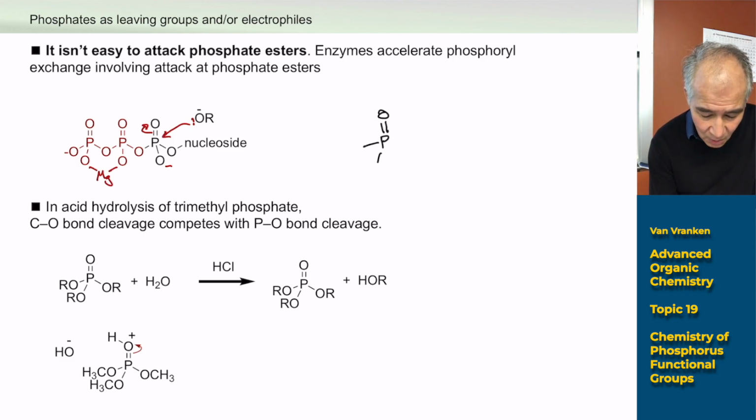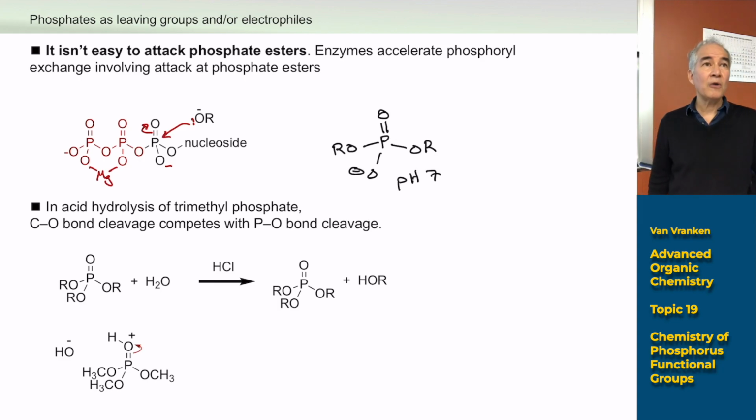Why is it so hard to attack this type of group? We refer to this as a phosphate diester. And at pH 7, it mostly exists like this with a negative O group on there. How are you going to get your crummy oxygen nucleophile to attack that when it's already got oxygen substituents on there? There's no driving force for that. So it's really hard to attack phosphate diesters.